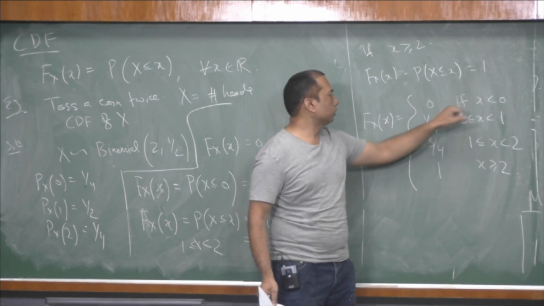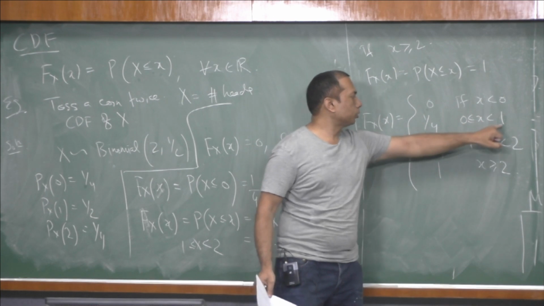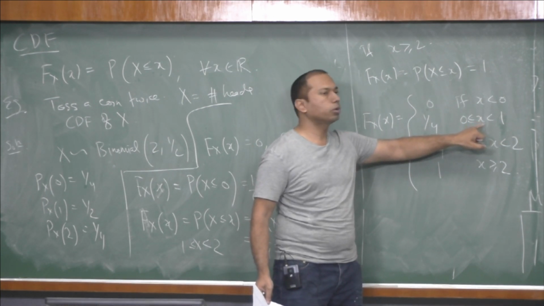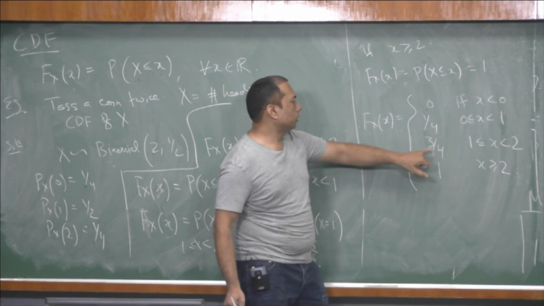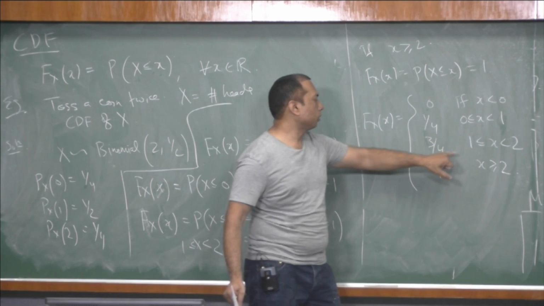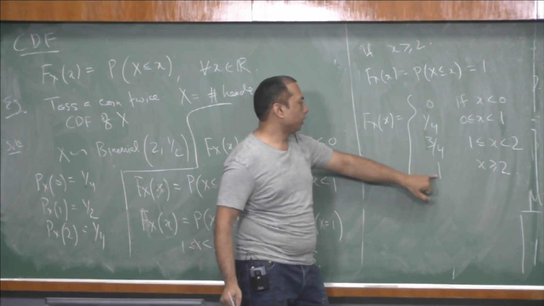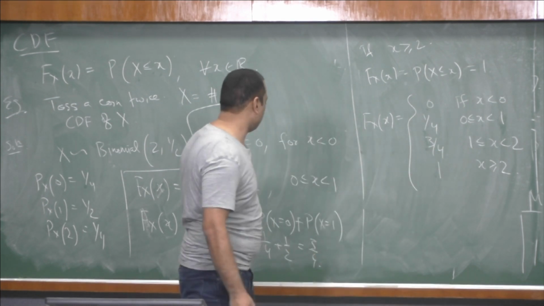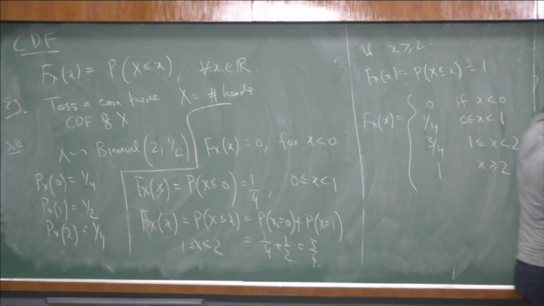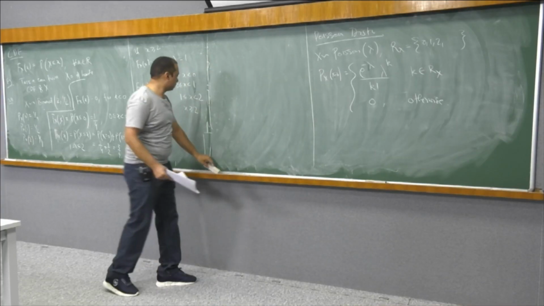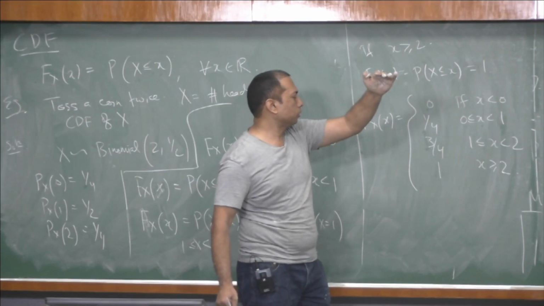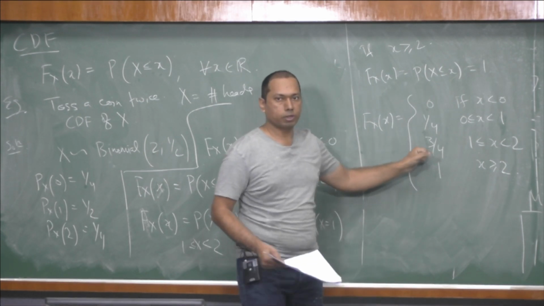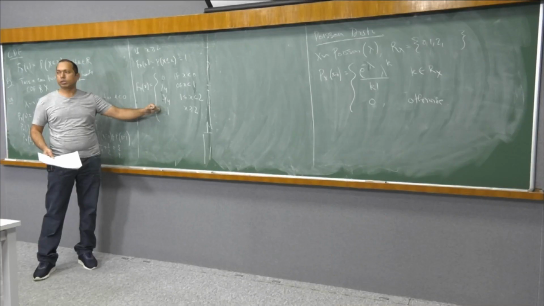So for x less than 0, it will give you 0. If x is between 0 and 1, obviously we know x will not be strictly between 0 and 1, but even if it is, until then it will be 1 over 4. Until it hits 1 and becomes equal or greater, then it will increase to 3 by 4 and then 1. So if we plot this, we see that it will be a step function, right? For certain values it remains constant and then jumps, and then remains constant and jumps again. That's the way to characterize a discrete distribution: the CDF is necessarily a step function.